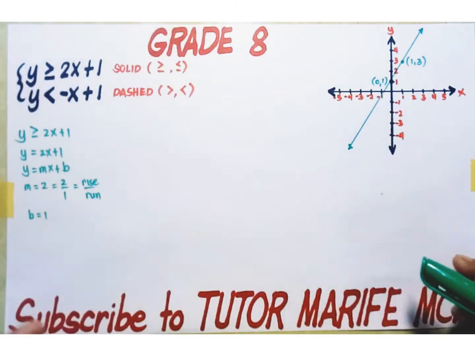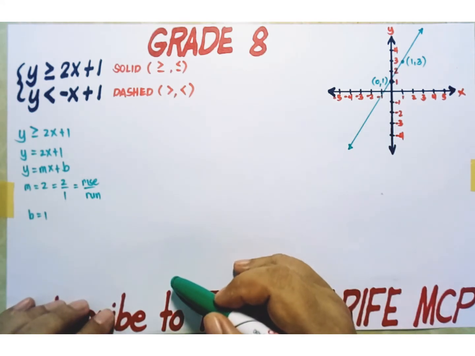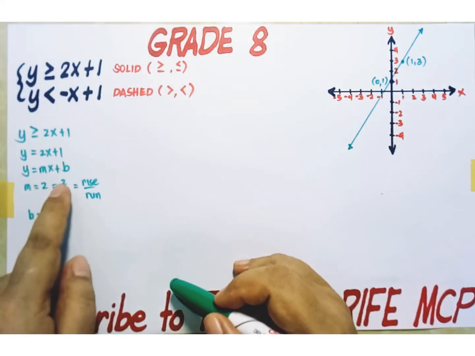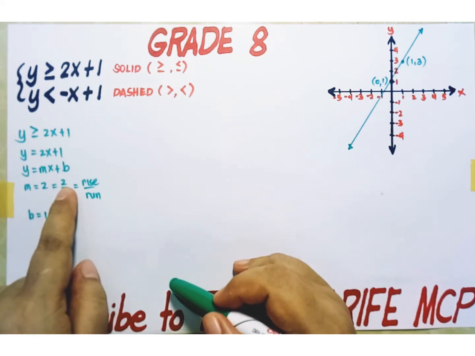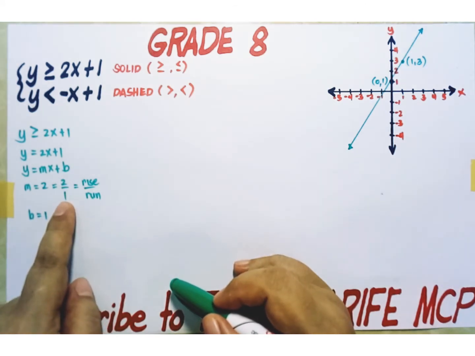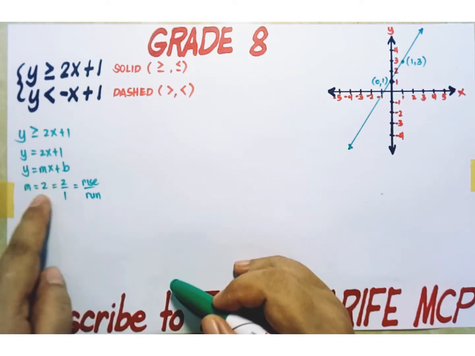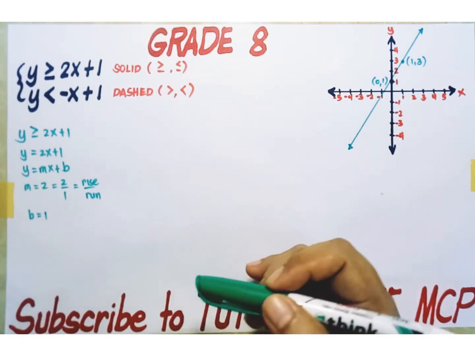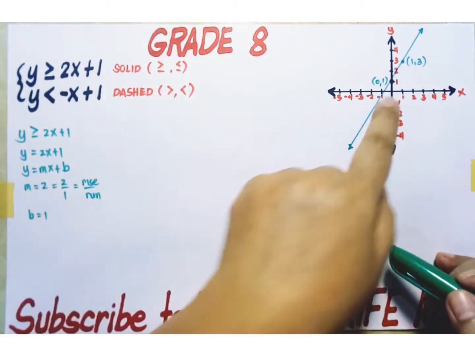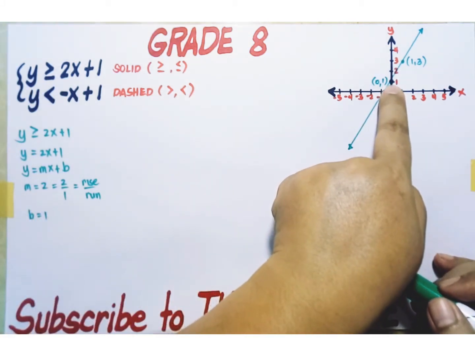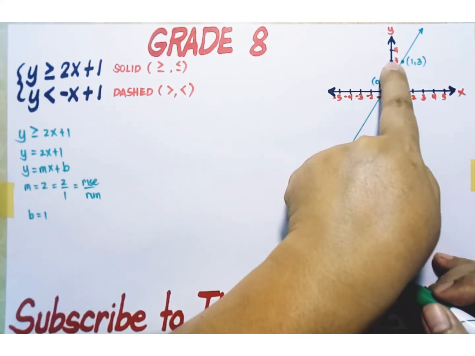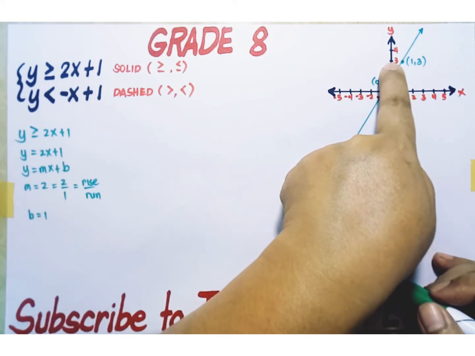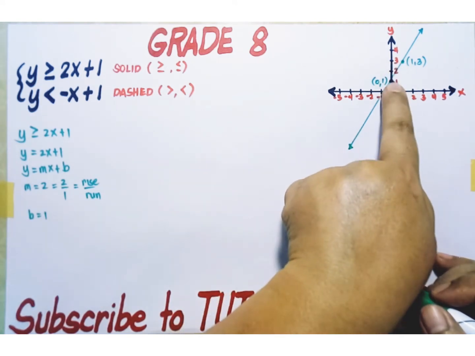To locate the second point of the boundary line, use the slope of the line. M is equal to 2 over 1. In every 2 rises, we have 1 run. Remember that when the slope is positive, we have a rising boundary line. That means the line should slant up when viewed from left to right. So from the y-intercept 1, we move vertically 2 units up, then move horizontally 1 unit to the right.